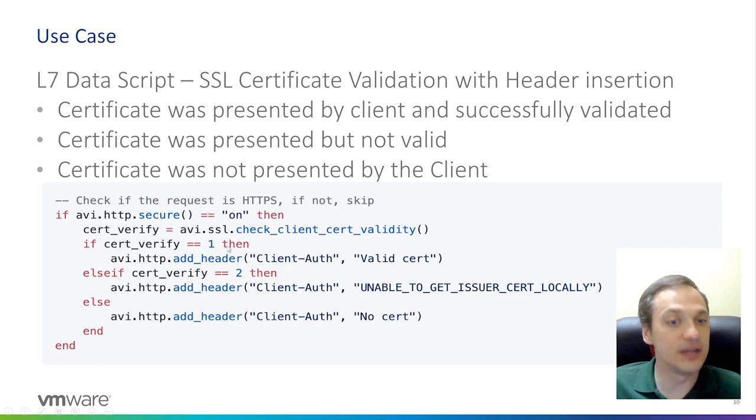So if it's a valid cert, we'll insert a client auth header with the value of valid cert. If the check client cert validity function returns 2, which is an invalid certificate, it will insert another header with a different value. And if it returns nothing, then basically there was no certificate. So you can't get this functionality from HTTP policies, but you can do it via the DataScript.